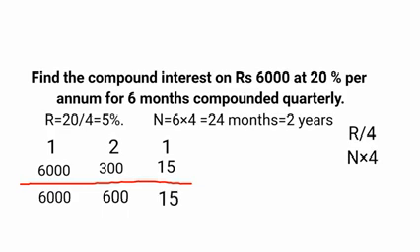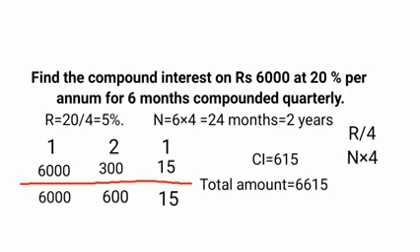So to find out the compound interest, leave the first column and add the values in the rest of the columns. So the answer will be 600 plus 15, that is 615. If the question is to find out the total amount, then we have to add the values in all the columns, that is 6,000 plus 600 plus 15. So you will get it as 6,615 rupees. Now to find out the difference between simple interest and compound interest, leave the first two columns and add the rest of the columns. So there is only one column left and the answer will be 15 rupees.